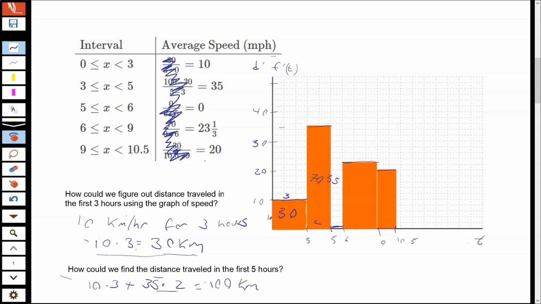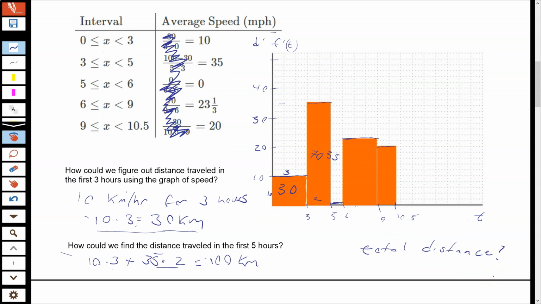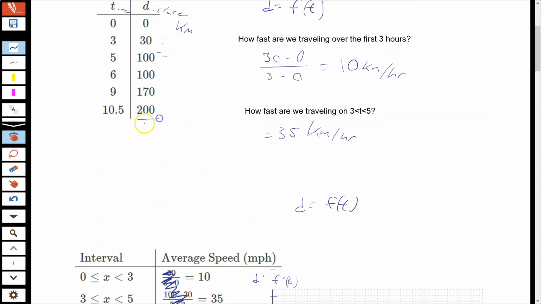I'm going to ask one more question before we move on. And the question here is, what would I do using my graph to find the total distance traveled? Total distance traveled, how would I do that? Okay. What you should have said is add the area of all 4 rectangles. And you can check if you want what that would get us. They would add up to 200, which is the total distance we started with from the graph.